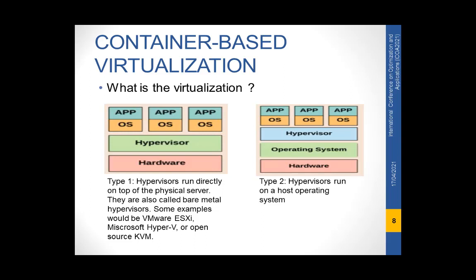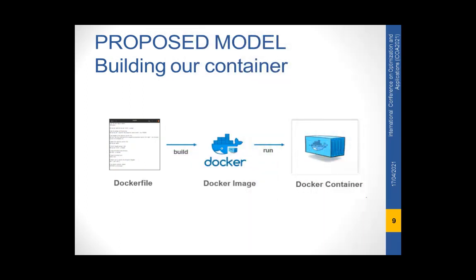Type 2 hypervisors run on a host operating system, as shown in these figures. In our model, we used the type 2 hypervisor based on the Docker engine because it is simple to run and install, and does not require any special hardware features. This type is based on containers, which are completely isolated environments with their own processes for services, their own network interfaces, their own mounts, and they all share the same operating system.